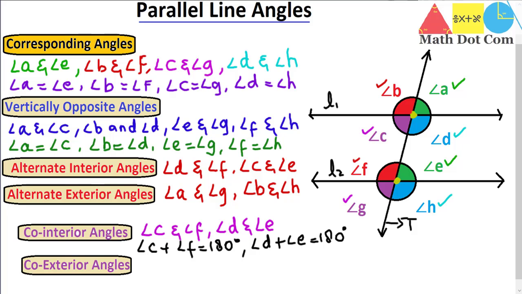Now what about the co-exterior angles? Co-exterior angles are just like co-interior angles, but they occupy a different position. That is, they are at the outside of the two lines. That is, they will reside not between the two lines but the outside of the two lines. So they will also occupy the same position on one side of the transversal. That is, if one angle is on the left, the other will also be on the left but on the exterior side. So we can write here that angle B and angle G, these are co-exterior angles, and angle A and angle H, these are co-exterior angles.